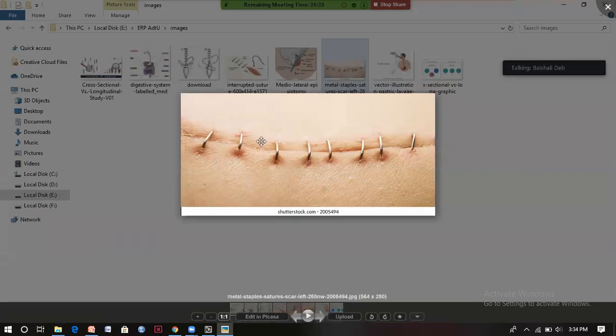Staples are like this. The removal of staple sutures is very easy. We have a staple remover, and with it we remove the staples one by one. We put it in between and break the staple, and then we pull it up. This is how we take out staple sutures.